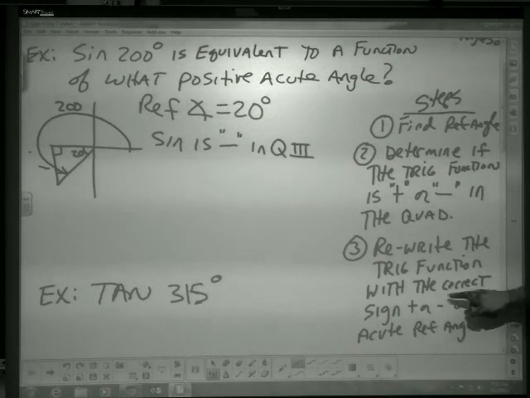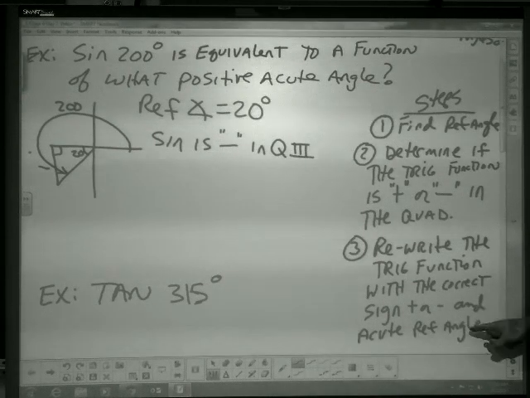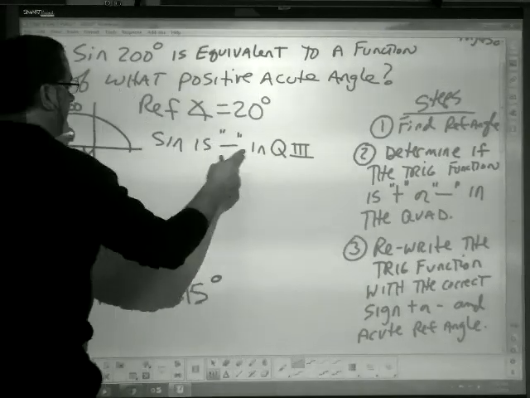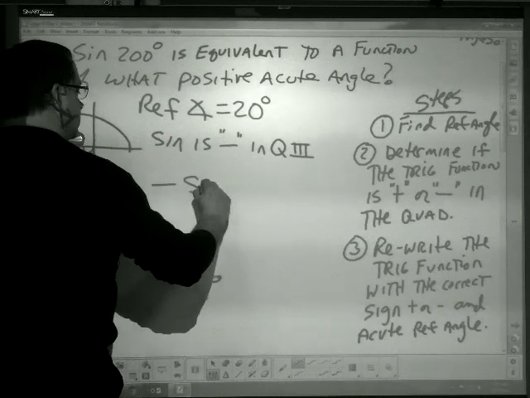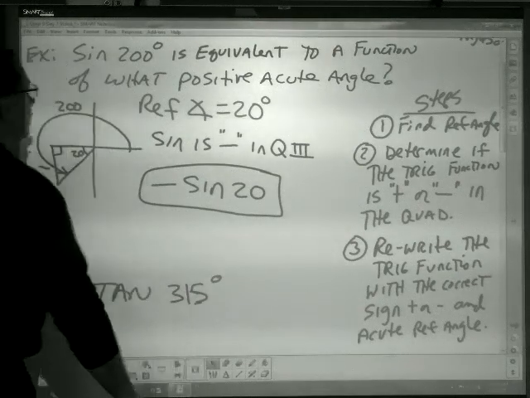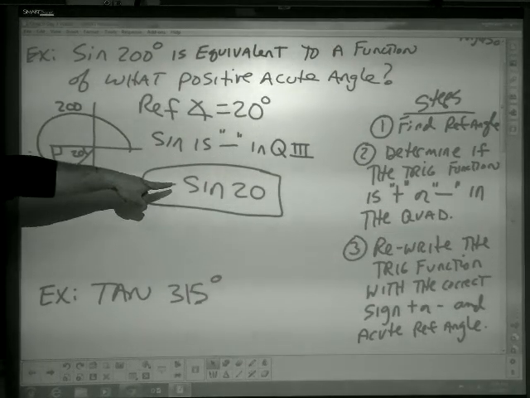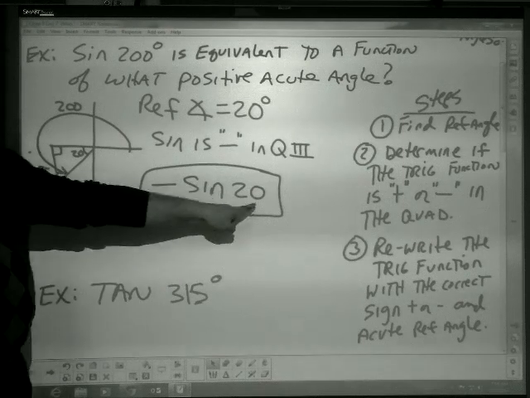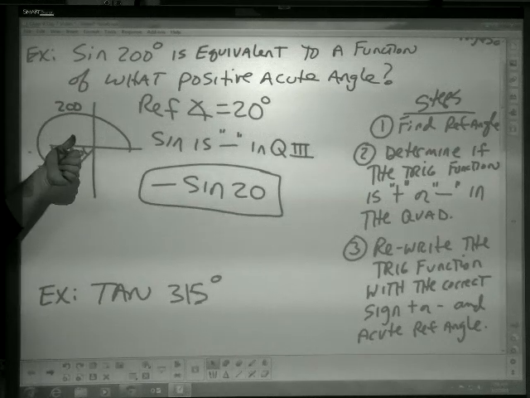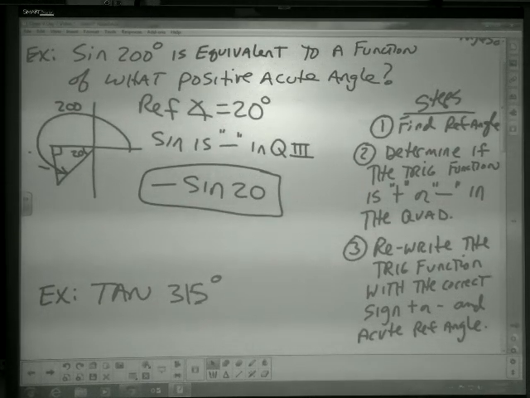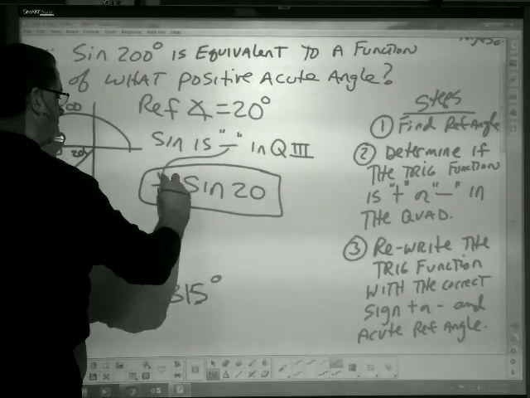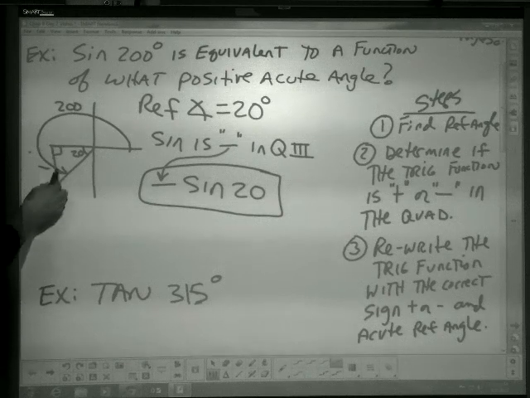Rewrite the trig function with the correct sign and the acute reference angle. So in other words, I'm going to rewrite sine 200 as negative sine 20. And that is an equivalent function. Now my angle is positive and acute, less than 90. So what's my reference angle? Is sine positive or negative in there? So this negative sine is because sine is negative in quadrant 3.